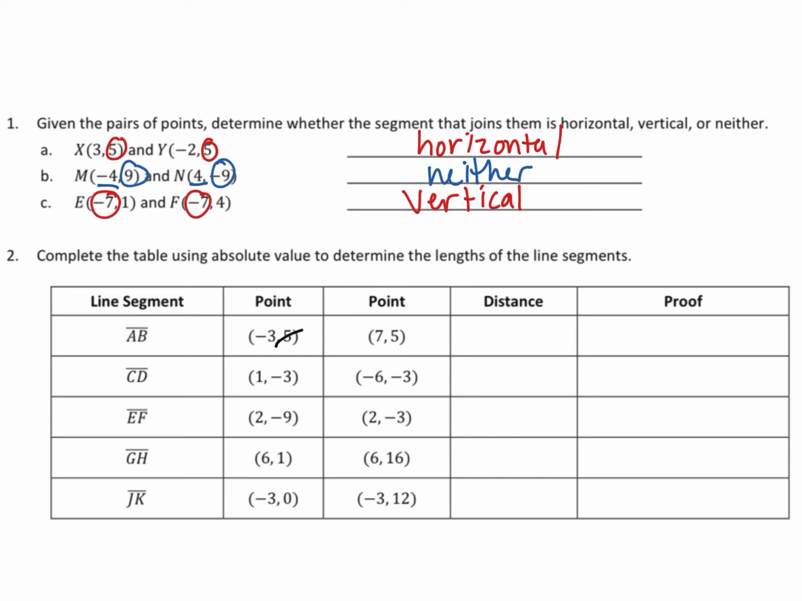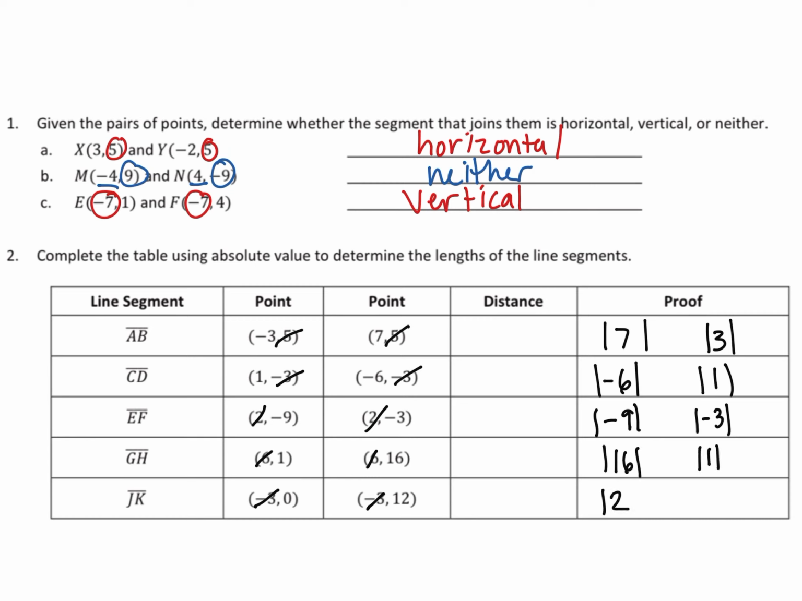For these, we want to cross off the things that are the same about both of them. And then we worry about the pieces that are not. So I'm always going to put the one that has the bigger absolute value in front. We've got -6 and 1. We've got -9 and -3. 16 and 1. And 12 and 0.